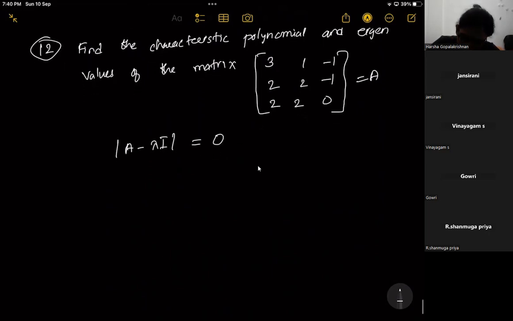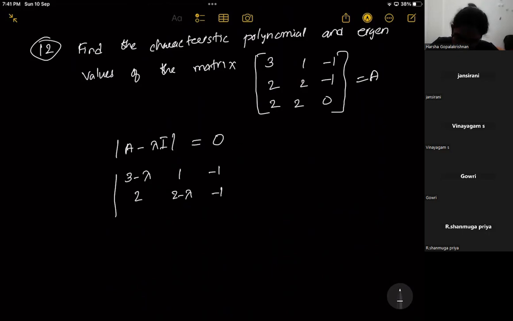So here we will get 3 minus lambda, 1, minus 1, 2. I'm just writing directly the A minus lambda I, which is A minus lambda times the identity matrix. So only along the diagonal, we need to subtract lambda.